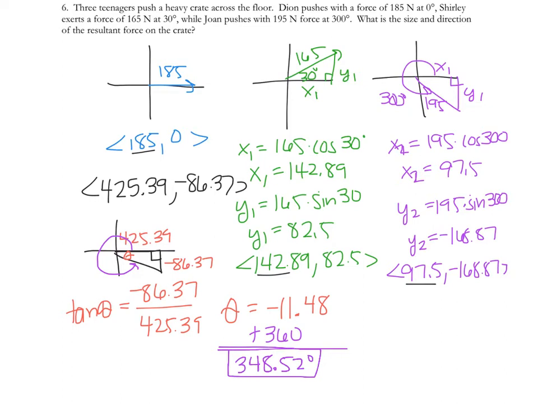And then to find the magnitude, we're just going to use the formula for magnitude here. 425.39 squared plus negative 86.37 squared. Honestly, when I put it in the calculator, I just drop the negative because I know it's going to get rid of it anyway. So if I type that in, we should get that the magnitude is 434.07 newtons.